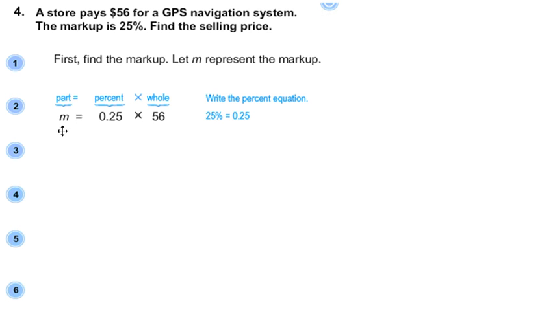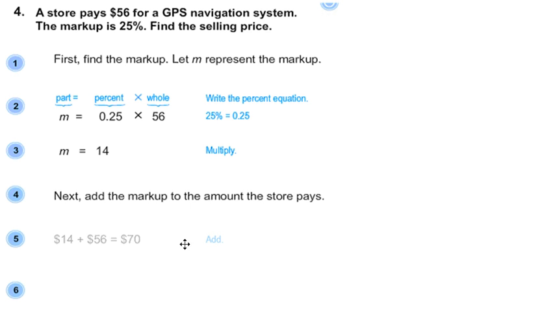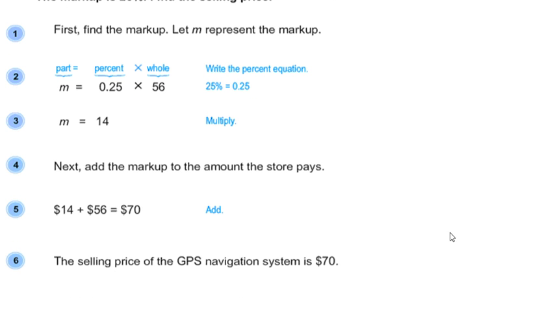So our markup is 25% of $56. So this is what they paid for it. 25% of it, they're going to add on to it, and the customer is going to pay that. So 25% equals 0.25. We're going to multiply that times 56, so that's $14. So they're charging an extra $14 to the customer. So now we're going to add that up, and we're going to get $70. So the selling price for the GPS navigation system is now going to be $70, not the $56 that they originally paid for it.